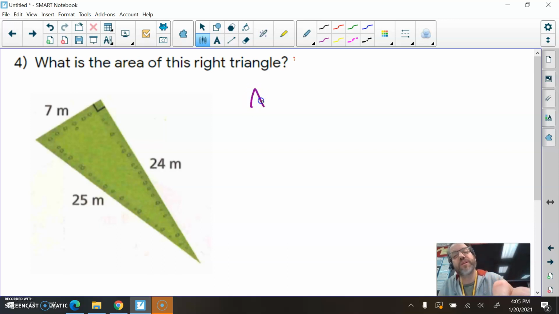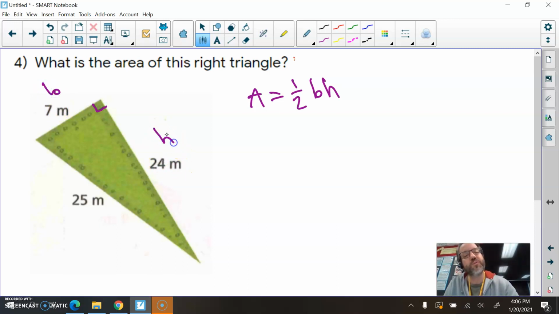Now, let's write our formula down. Area equals 1/2 times base times height. In a right triangle, your base and your height are the legs, and the legs are the sides that are forming the right angle. Here's our right angle right here. So the 7-meter and 24-meter measurements are your legs. Let's call the 7-meter measurement our base, the 24-meter measurement our height. We will not be using this measurement at all when finding the area.